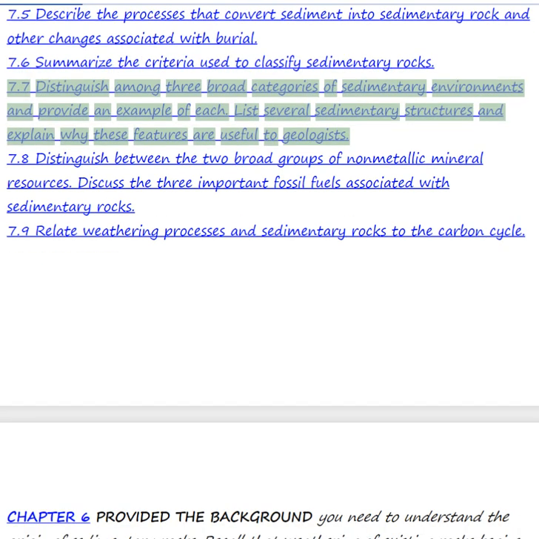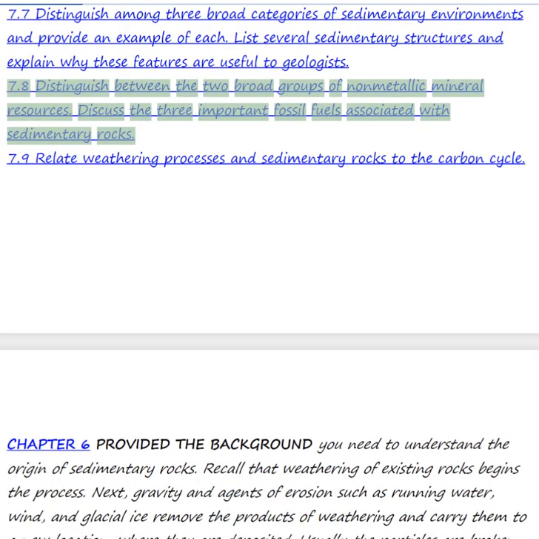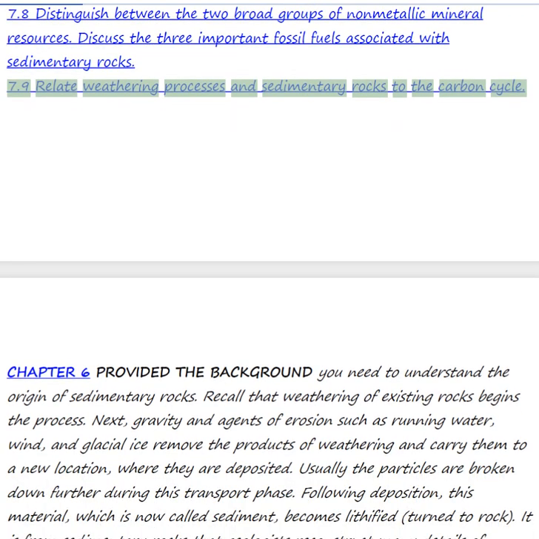7.7 Distinguish among 3 broad categories of sedimentary environments and provide an example of each. List several sedimentary structures and explain why these features are useful to geologists. 7.8 Distinguish between the 2 broad groups of non-metallic mineral resources. Discuss the 3 important fossil fuels associated with sedimentary rocks. 7.9 Relate weathering processes and sedimentary rocks to the carbon cycle.